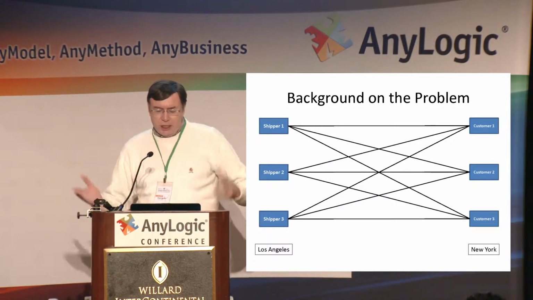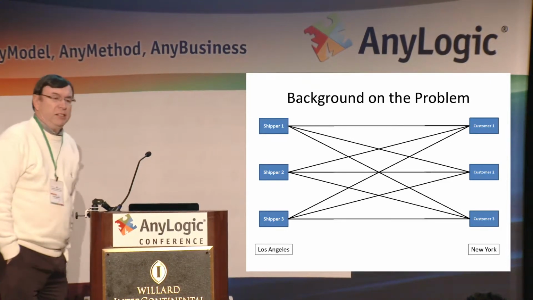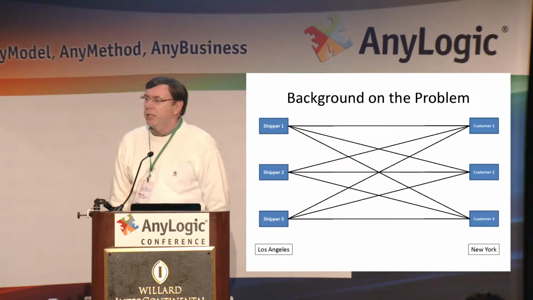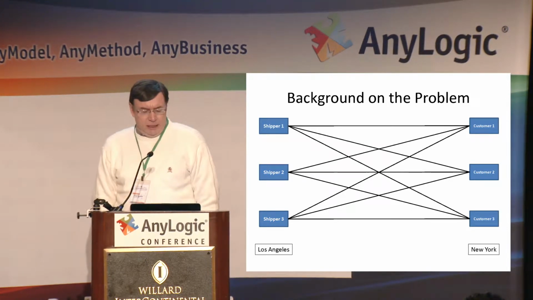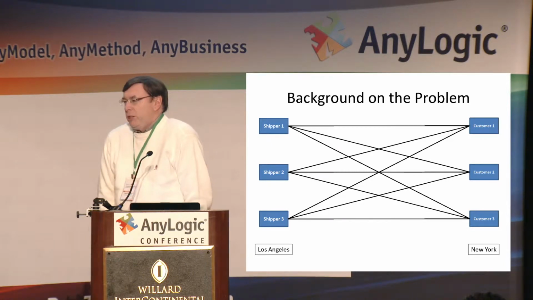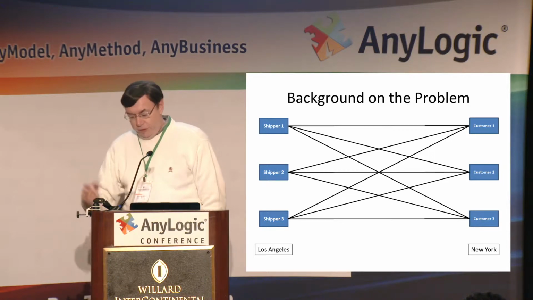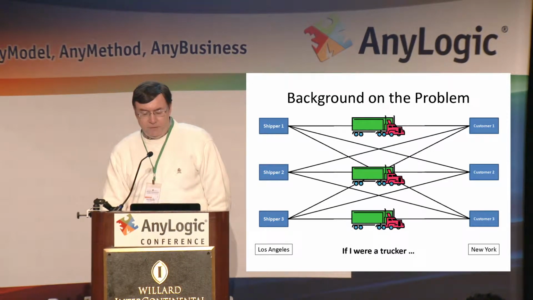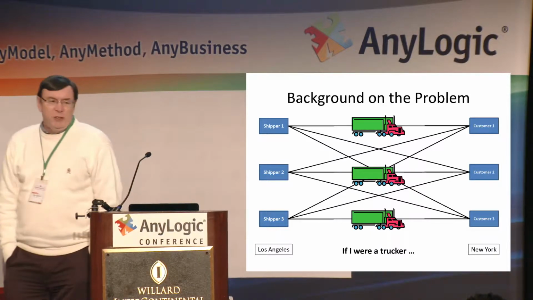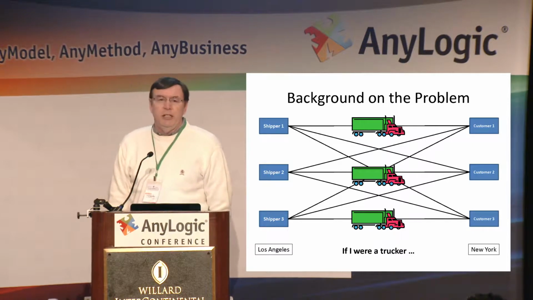okay, so the first thing is just a simple problem representation. We've got three shippers in California shipping all over the country, but they have some customers in New York City, and we just show that everybody ships to everybody in New York and ships elsewhere as well. Now, if I were representing a trucking company, what I would be doing is I basically dispatch a truck to handle each one of these loads.